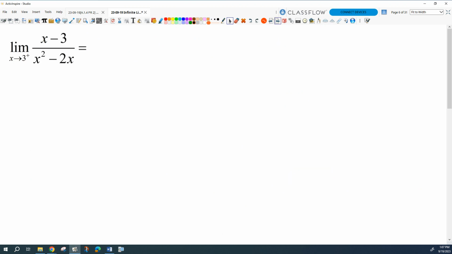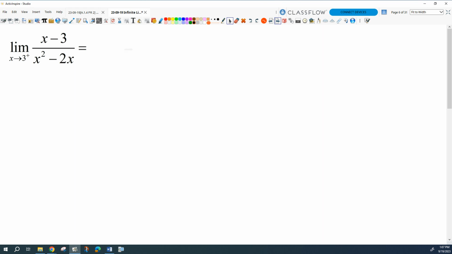Okay. How about this guy? What's this answer? Should be able to tell me pretty quick. 0. Yeah. Right? How come? But not the bottom, right? So it's 0. We get, as x approaches 3 from the right or the left, it doesn't matter.